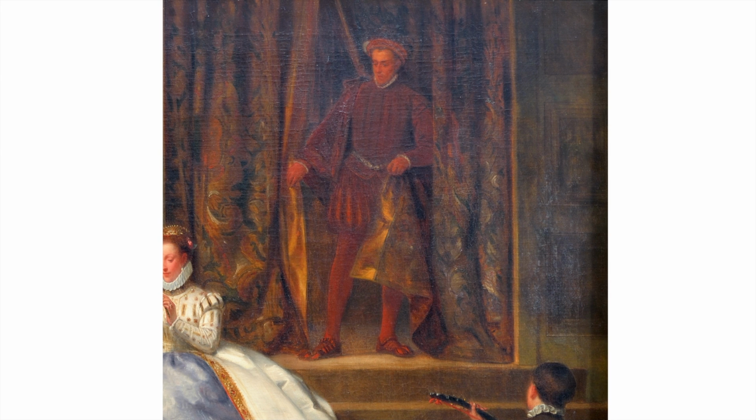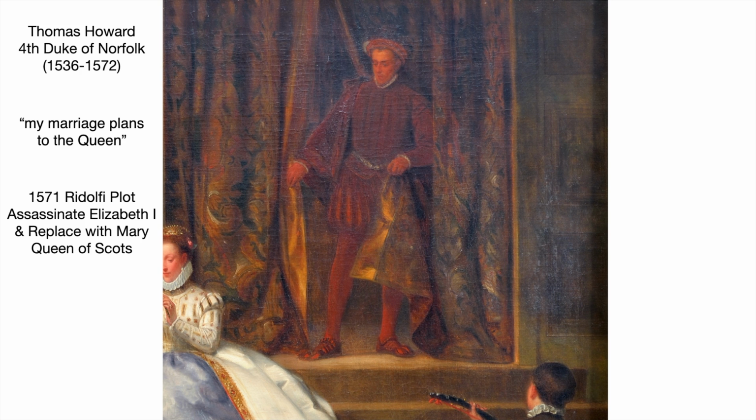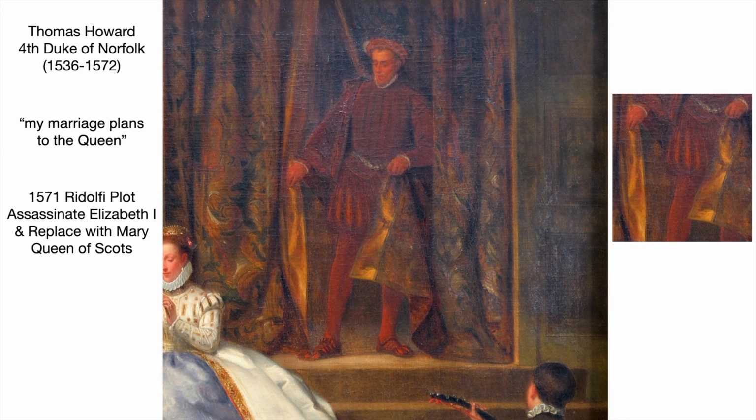2 years after this scene, he was executed for his role in the Ridolfi plot, a plot to assassinate Queen Elizabeth I and replace her with Mary, Queen of Scots, who he'd then marry. This is probably why Yeames depicts him as clutching the gold of the curtains and staring desirously at the Queen, or is that at her crown? Probably also why he's covering his knee.